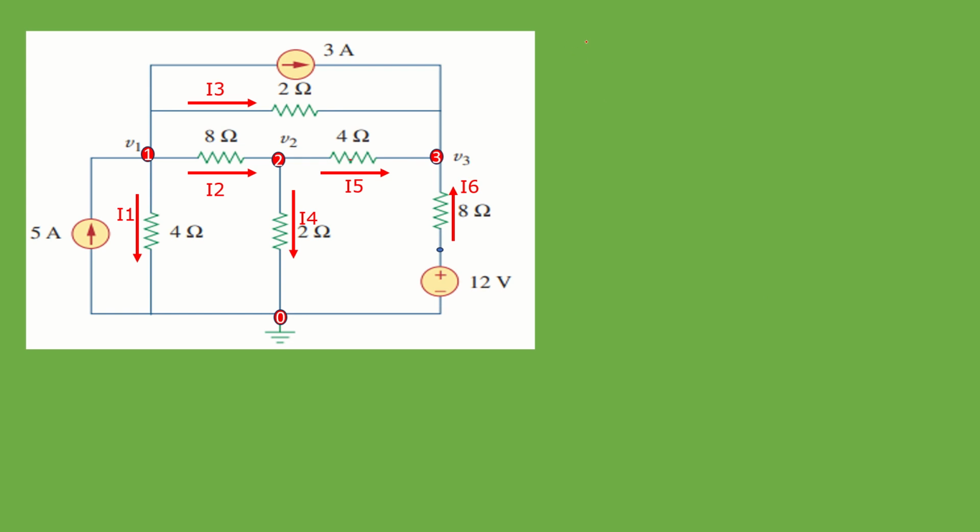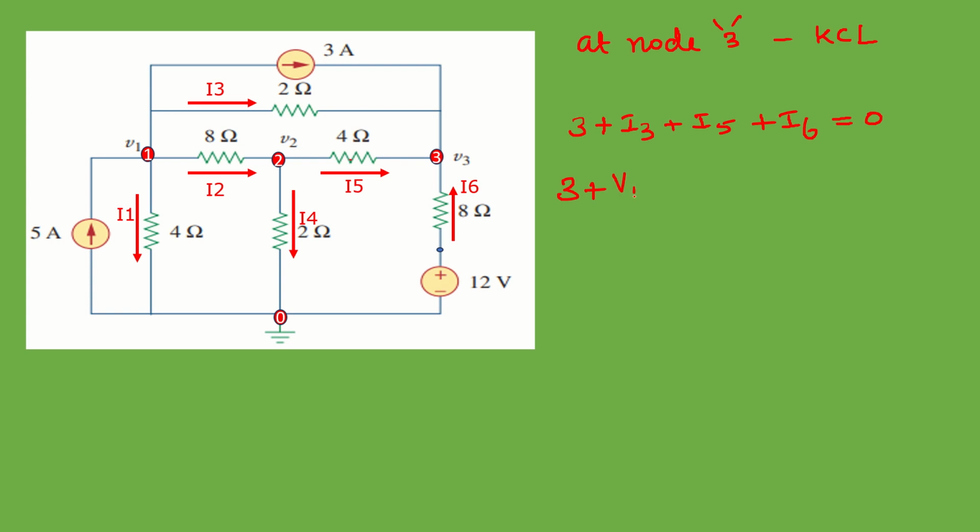Now we are going to apply KCL at node 3. What are the incoming currents? This I5, I3 and this 3 amps, and this is also incoming. So all the currents are incoming for this node 3. For this third node, I5, I3, this 3 amps and this I6, all these currents are incoming currents. So we can write this as 3 amps plus I3 current plus I5 current plus I6, that is equal to 0.